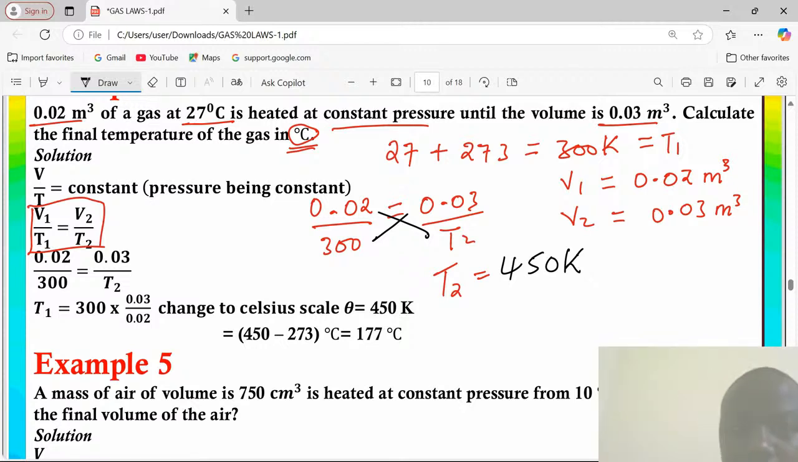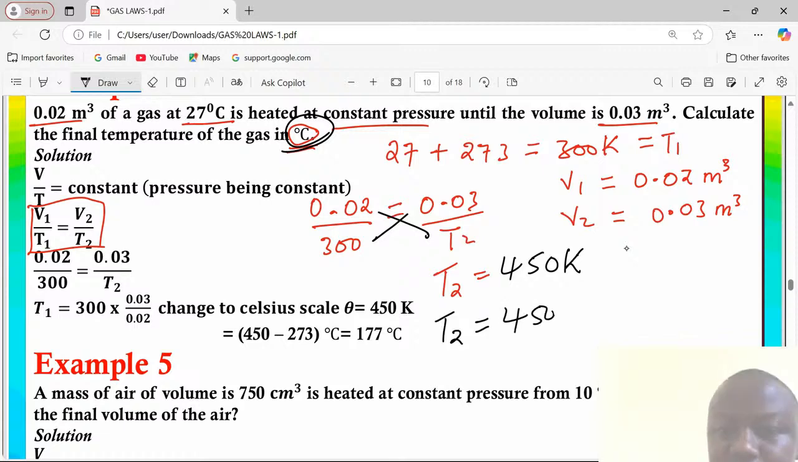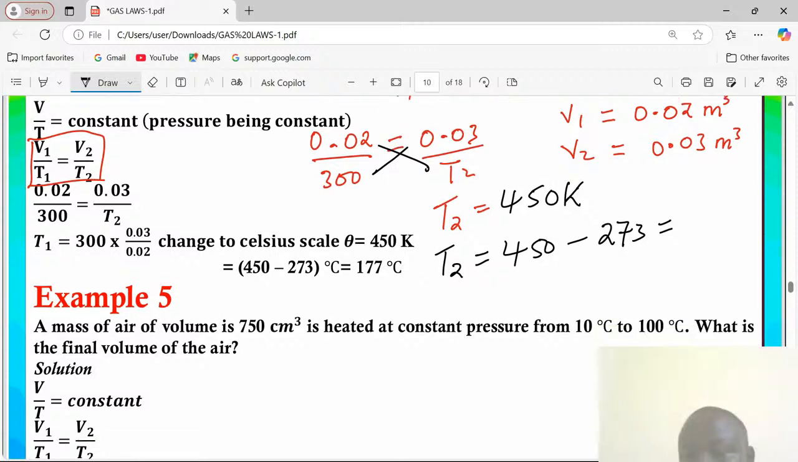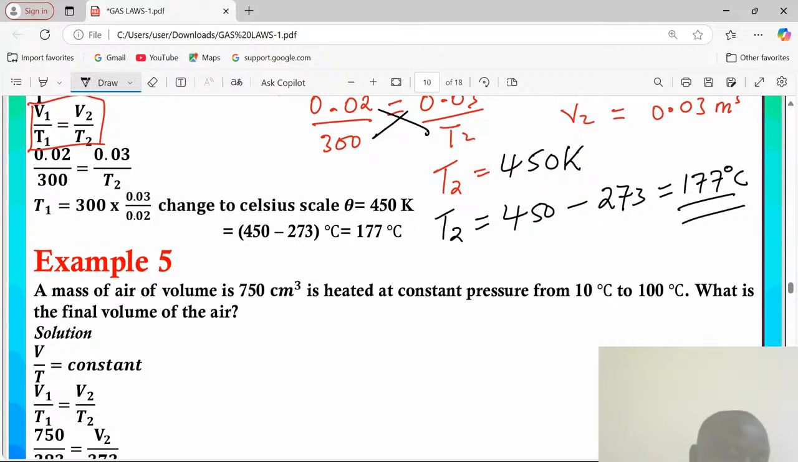Then after that, if there are further instructions, like leaving the final temperature of the gas in degrees Celsius, now the temperature 2 can also be equivalent to 450. We subtract 273. What will this give us? 177 degrees Celsius. So that is the temperature in the demanded units.